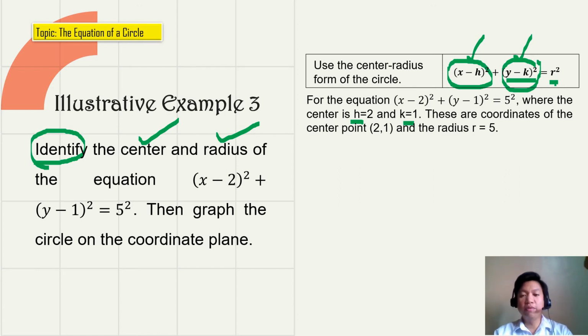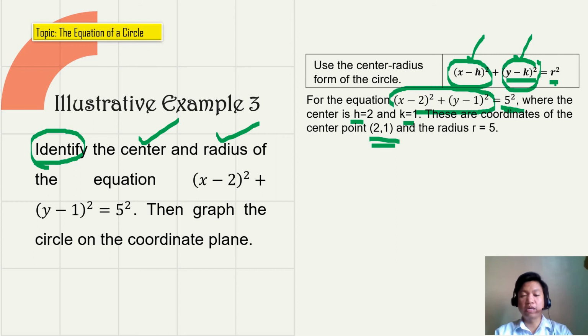And then, ang k mo is 1 kasi you have y minus 1. Kaya ang k mo dyan is 1. And then, your radius is 5. Kasi siya yung constant dito. Doon naka-equate yung ating binomials. Okay, kaya yung ating radius dyan ay 5. Hindi 5 squared ha, 5 lang kasi we're talking about the value of r. Therefore, ang iyong center is 2, 1.